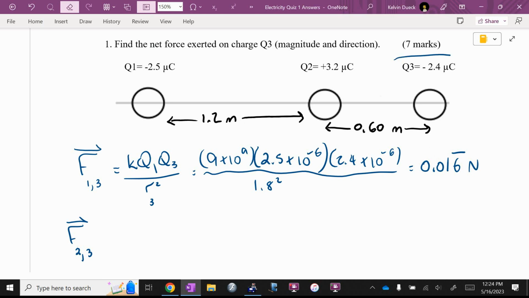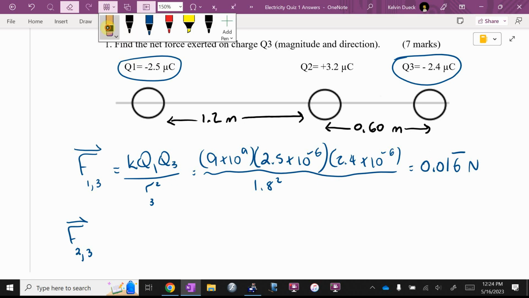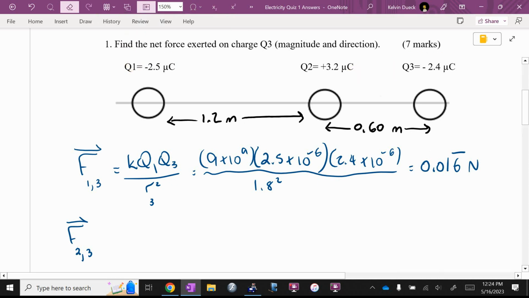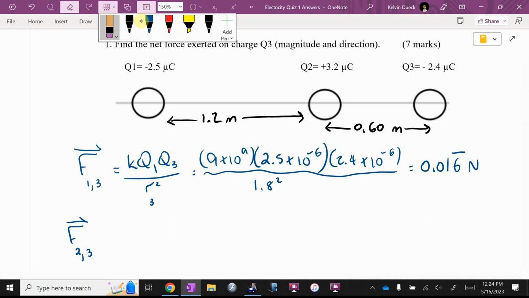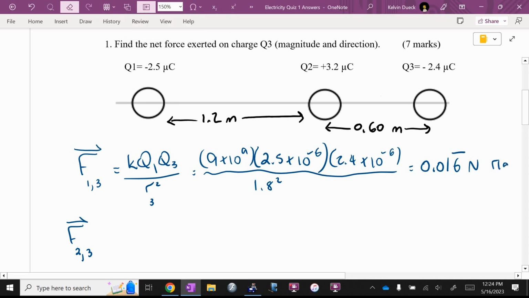Direction. Which way does charge 3 feel a force because of charge 1? Are they like or unlike? They are like charges. So it's going to feel a force to the right.